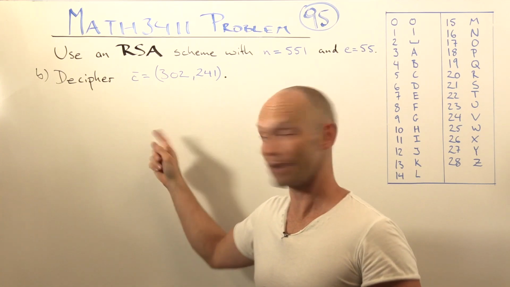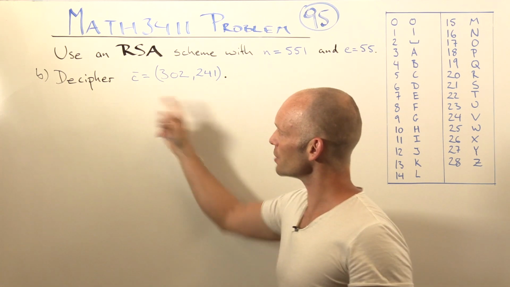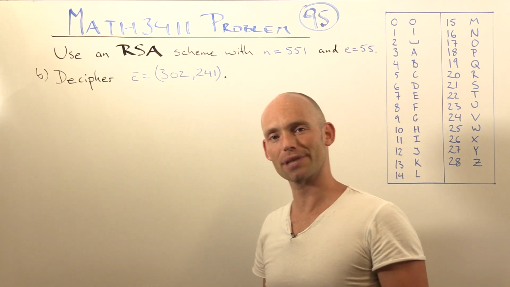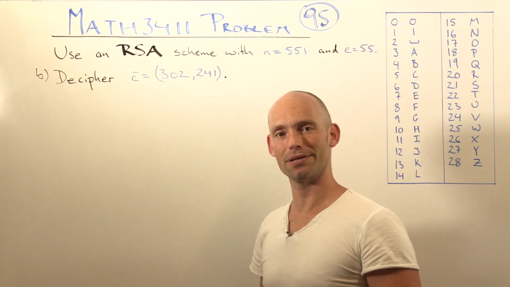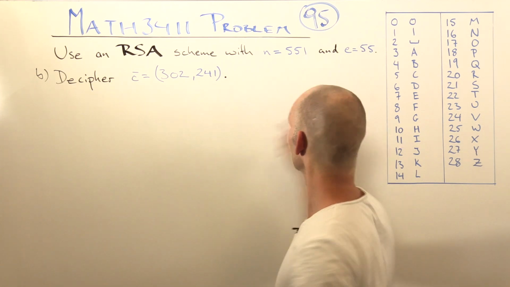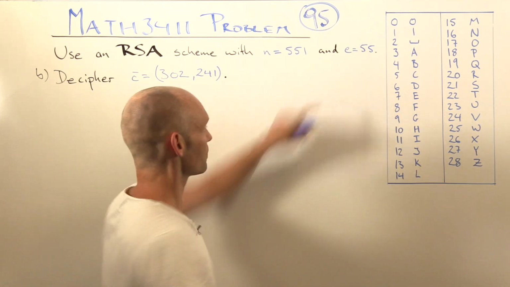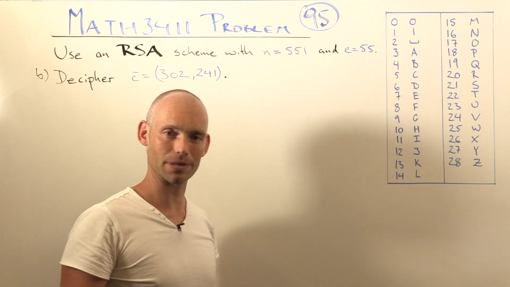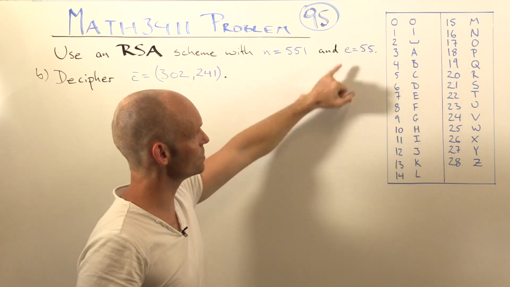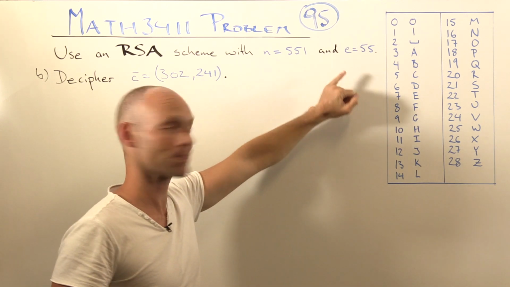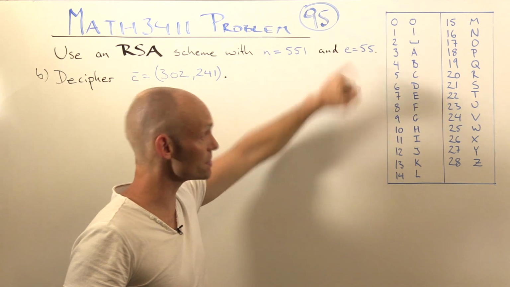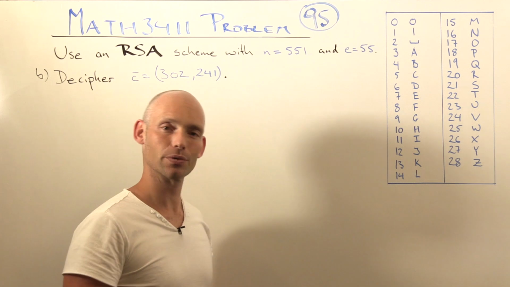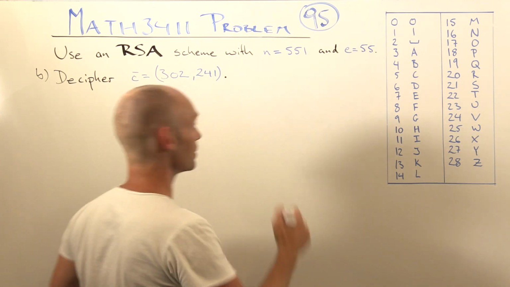In the second part, in part B, we have to decipher a message. For that we need to do pretty much the same thing as we did in part A, except that we need a deciphering key. Here we had a number, a key to encrypt, but we need another number to decrypt. It turns out that that decryption number is just the inverse of this number modulo phi of n. So we need to find that decryption exponent.